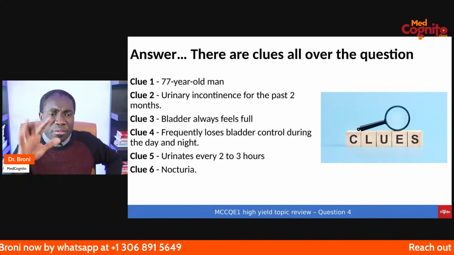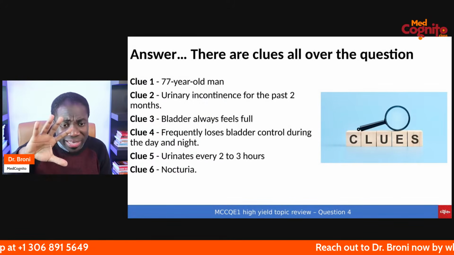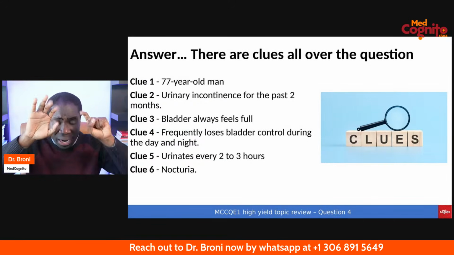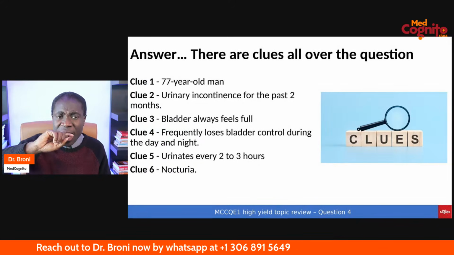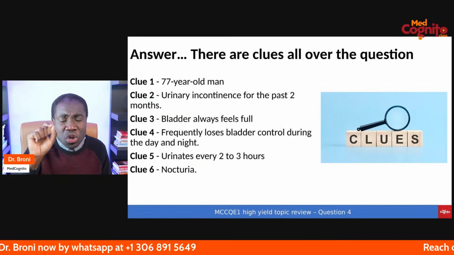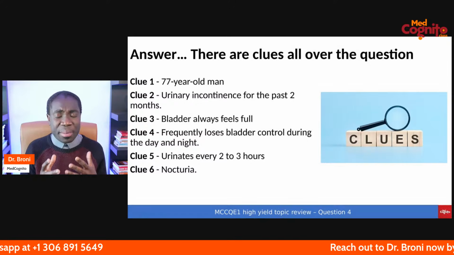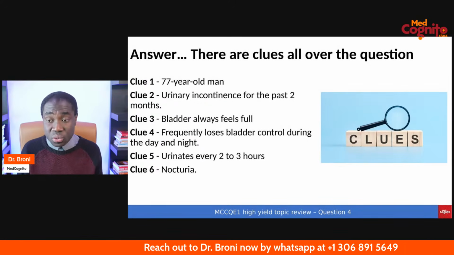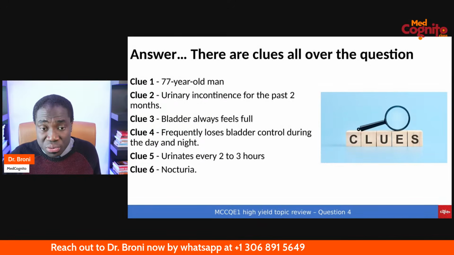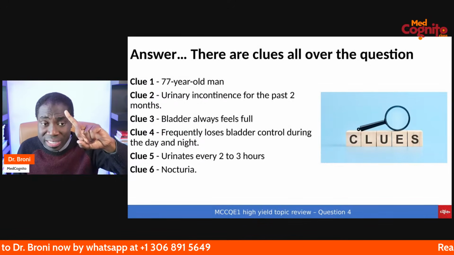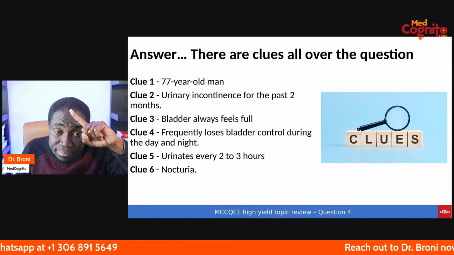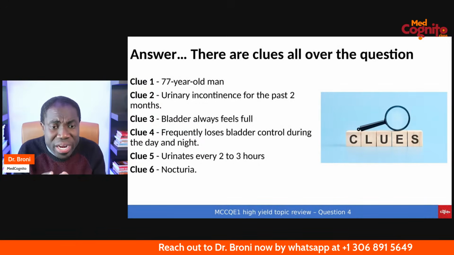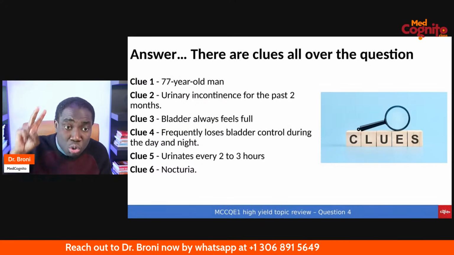So, for me, in that particular question, there were 6 clues, but I'll just focus on 5 of them. Today, I want to take time and help us to come to appreciate how we need to think through these questions, right? So the first clue is that this is a 77-year-old man. The next clue is that the patient has had urine incontinence for the past 2 months.